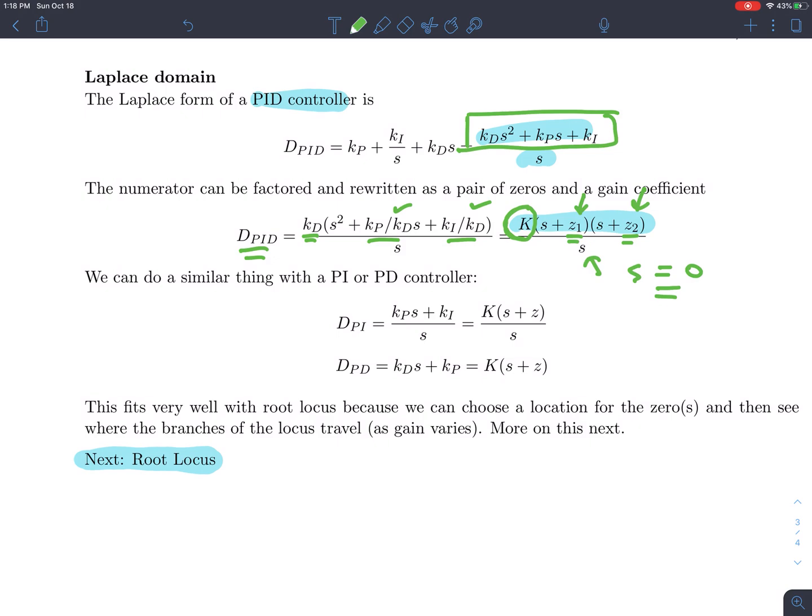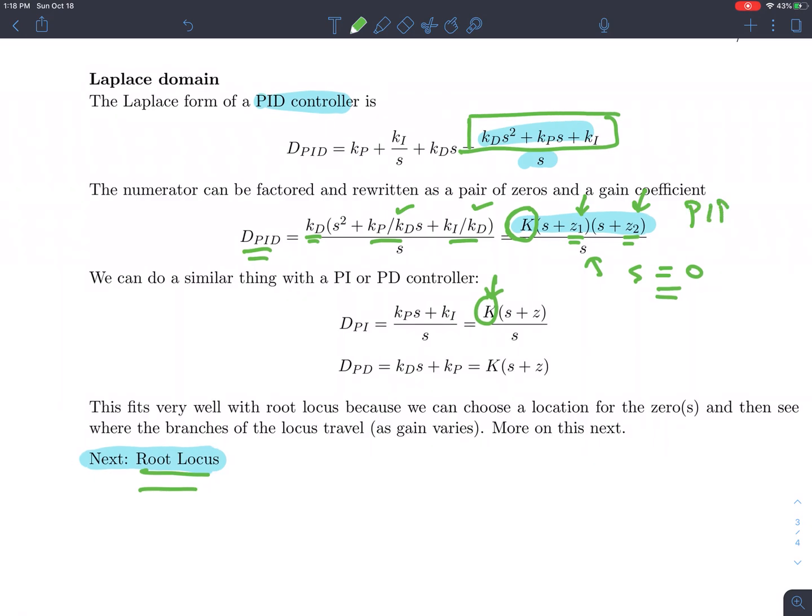My main point is I'm thinking it's hard for you to put all this together at this point because you haven't seen root locus yet. But with the root locus, we're going to take a look at pole locations as a function of one knob, k. So this is the full PID controller transfer function.